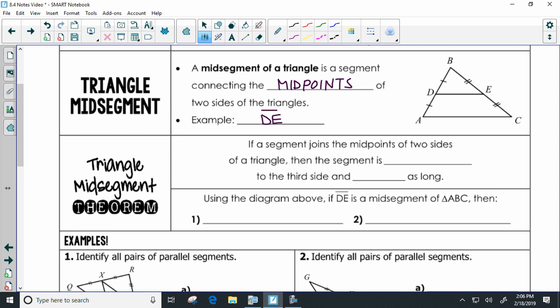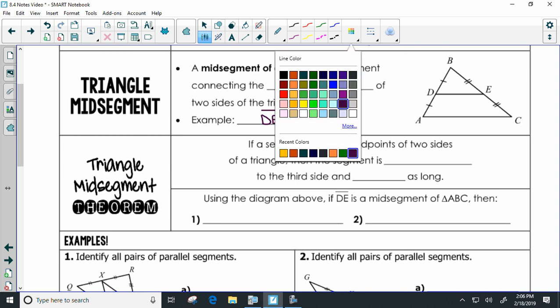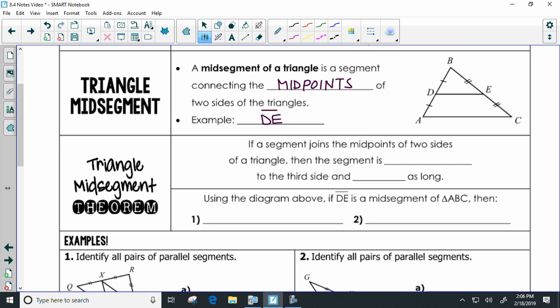Okay, so what is the mid-segment theorem then? And this theorem is very useful for us, actually. It says that if a segment joins the midpoints of two sides of a triangle, then the segment is parallel to the third side, and it is half as long.